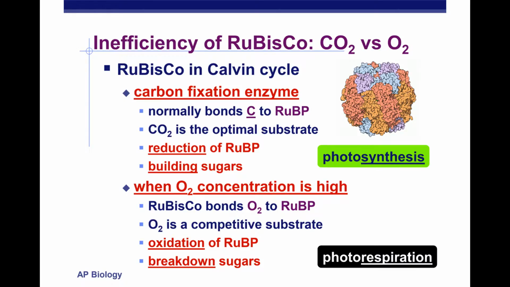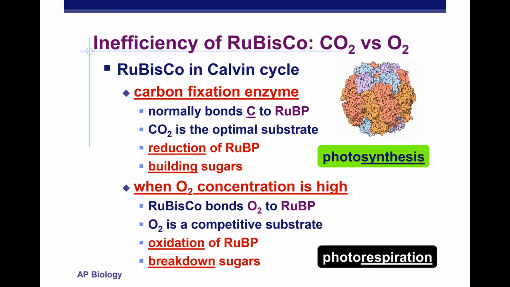Now let's go back to Rubisco. While it's a great enzyme, there are some limitations, and the limitations happen when we look at the changes in the amount of carbon dioxide present versus the amount of oxygen present. Now Rubisco is in the Calvin cycle. It's our carbon fixation enzyme, and its job is to bond carbon from carbon dioxide to RuBP. Now, it doesn't just work on carbon dioxide, but carbon dioxide is its optimal substrate.